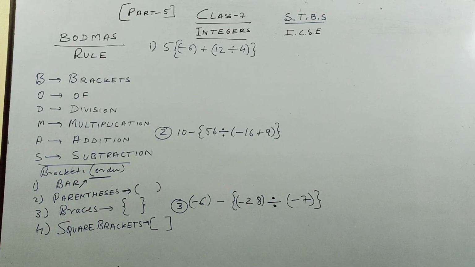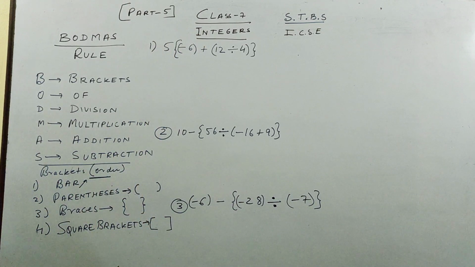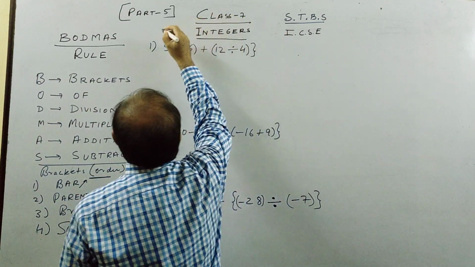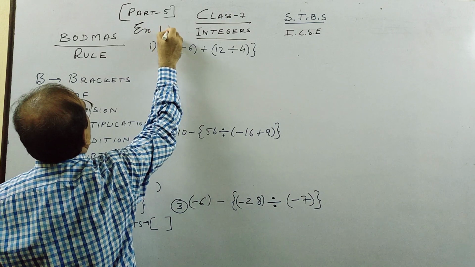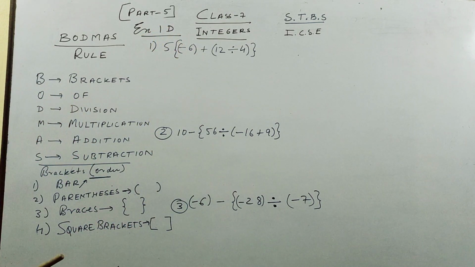So class 7, this is part 5 of your integers. We are almost coming to the end of integers, and this is exercise 1D. Here we start with a very famous rule called the BODMAS rule. A little bit of introduction, then I am going to do 4-5 sums for you to understand. 2-3 sums you will try on your own.